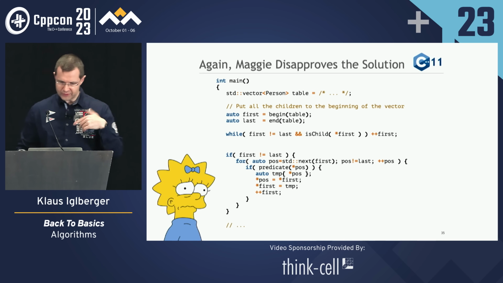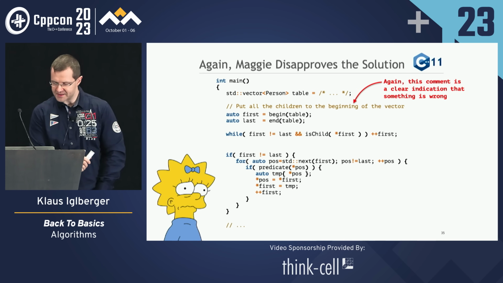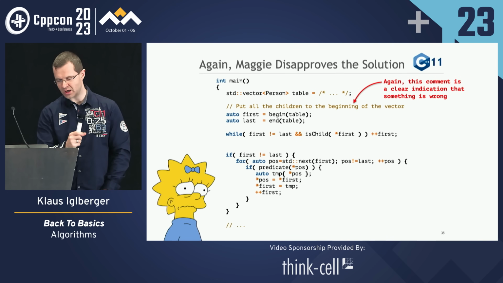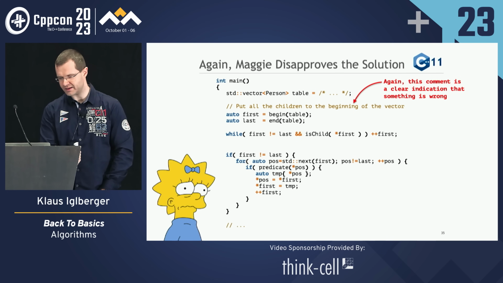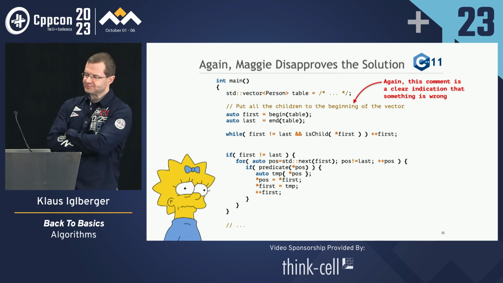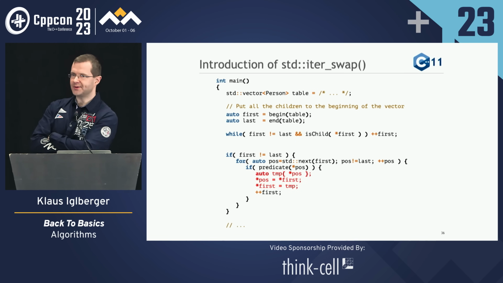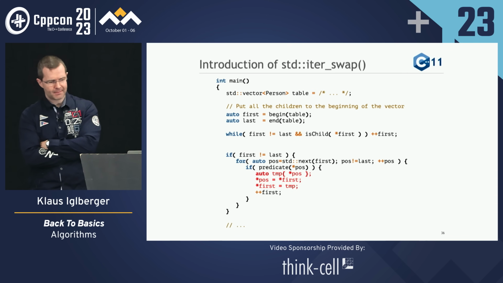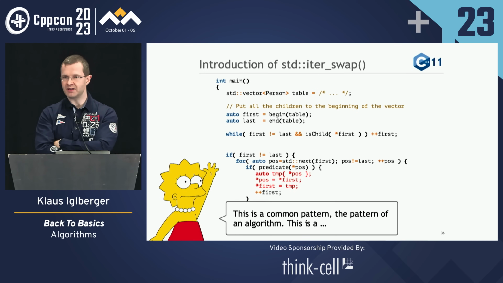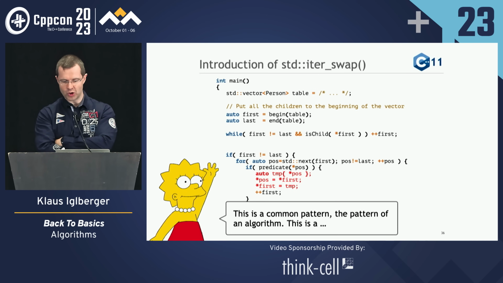But let's try to make this better. Because again, definitely there's something to improve. There's again a comment, and if there's a comment that tries to explain what is happening, there is something wrong. So let's look for patterns. These 3 lines here. This is a very common pattern indeed. A pattern that we use all over our code base.